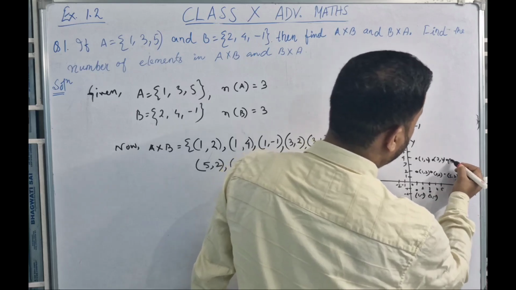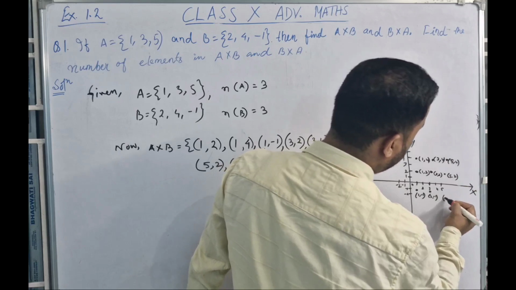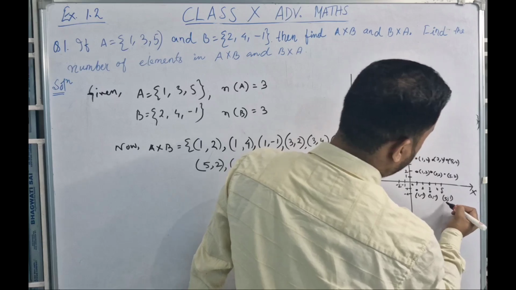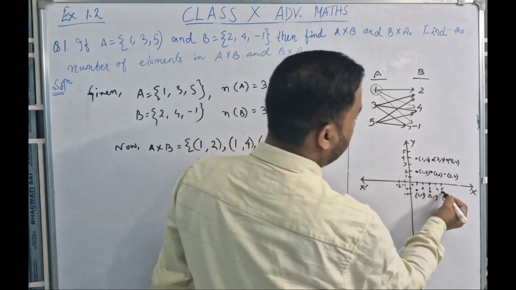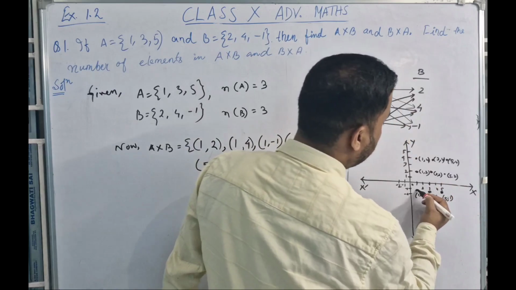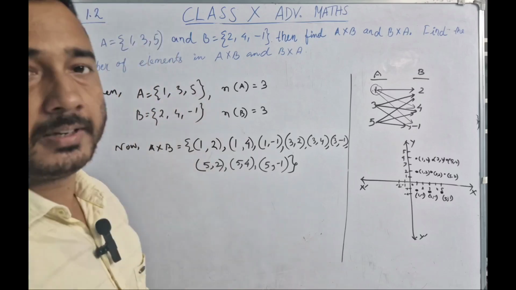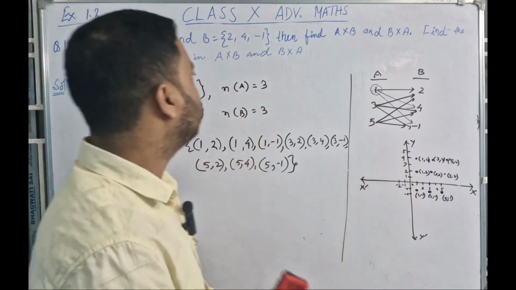This will be the point. 5, 4 and 5 minus 1. This will be the point. Right, so these are the points which is the graph of this set A cross B. Okay, I hope you have understood.